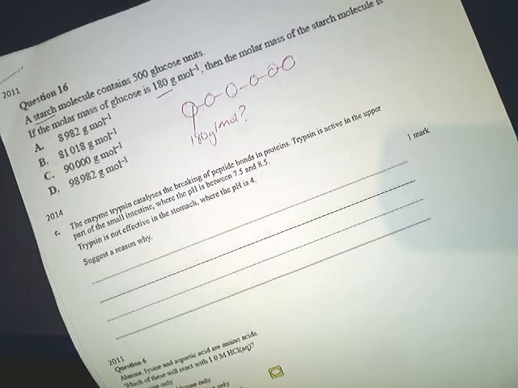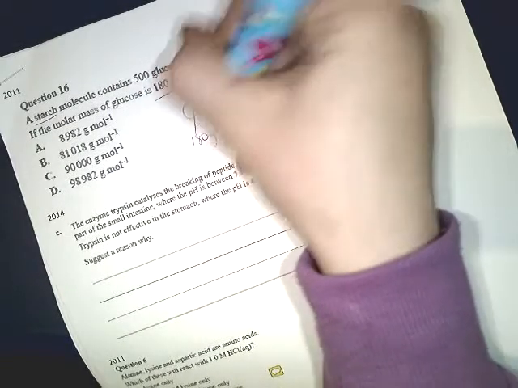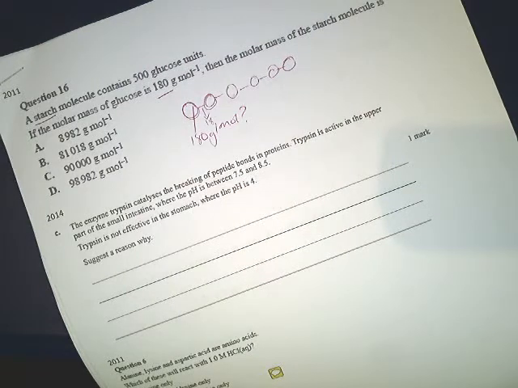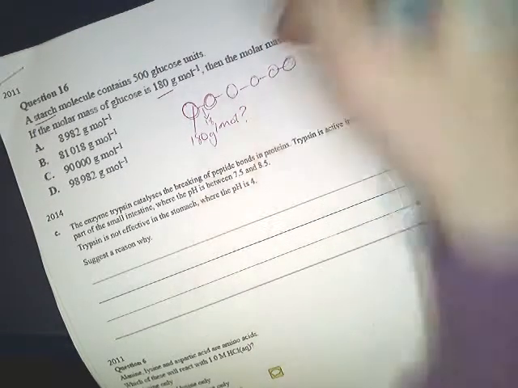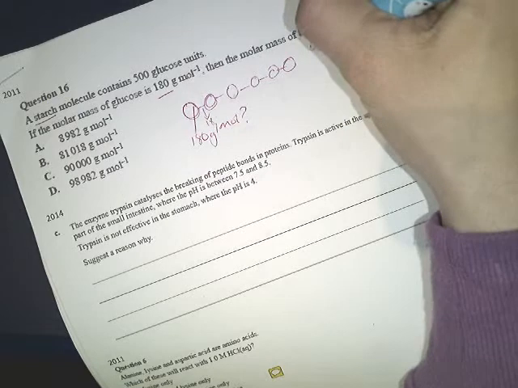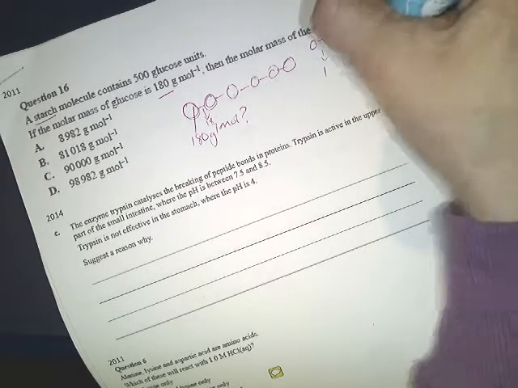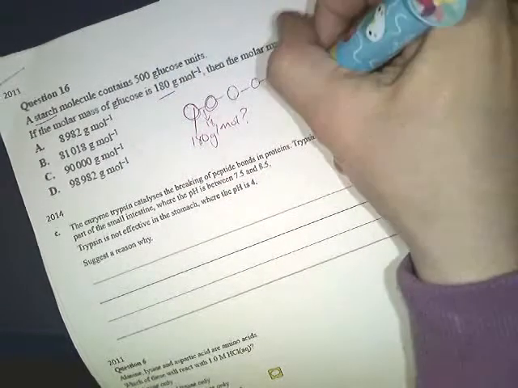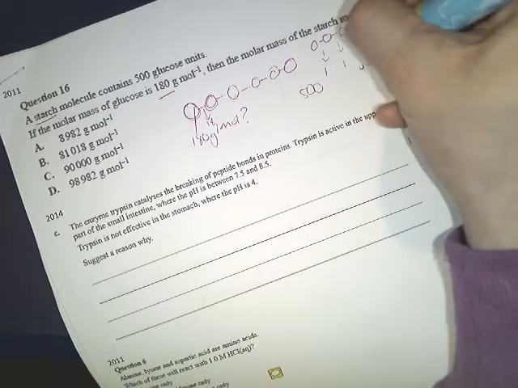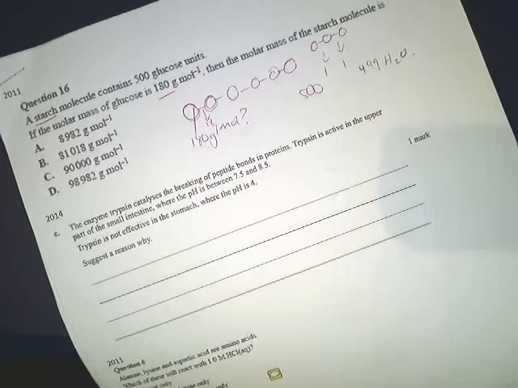The monomer. But they want to know the molar mass of starch. You've got to remember that every time you connect two monomers together, you get the loss of one water molecule. Okay? It's in the condensation reaction. So if we join two monomers together, we get the loss of one water molecule. Three monomers together, we get the loss of two water molecules, etc. 500 monomers together, we get the loss of 499 H2O molecules.